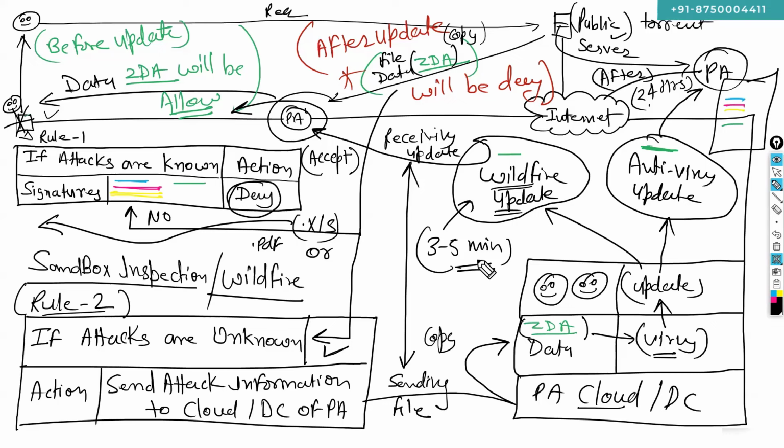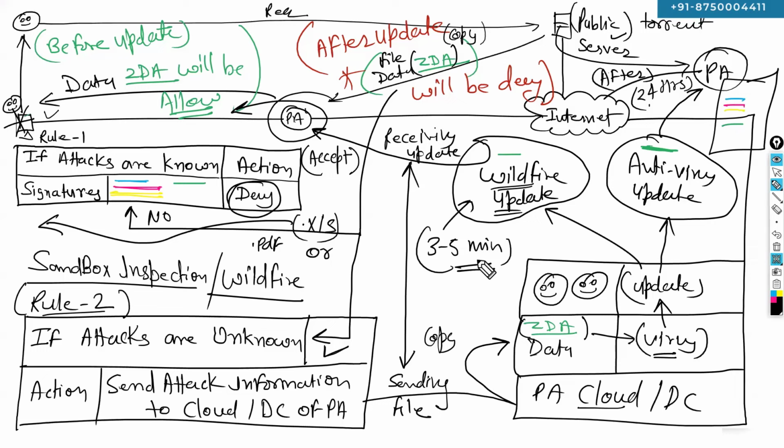One more question. Suppose the traffic coming to Palo Alto is not matching our rule number one. It will match rule number two, and after that the data will go to Palo Alto cloud, and they will check and provide us the WildFire update. But in that time, can we disconnect this session? Not possible.